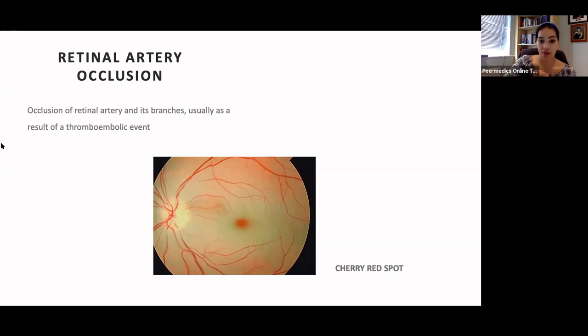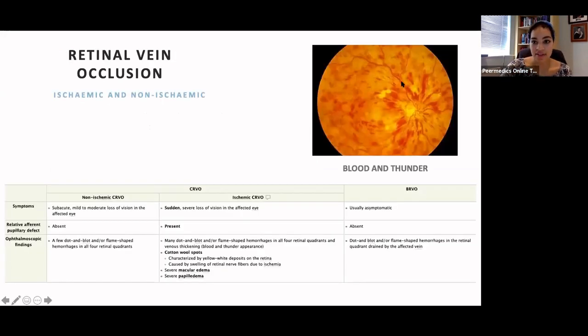Okay, so we've spoken a bit about cherry red spots and retinal artery occlusion. That's probably as detailed as I would go. Then we've got retinal vein occlusion, which is more common. It can be broken down into ischemic and non-ischemic types. So again, as you can probably guess, ischemic types are worse. They have this sudden severe loss of vision in the eye, and then when you look at it, you get this really interesting blood and thunder pattern.